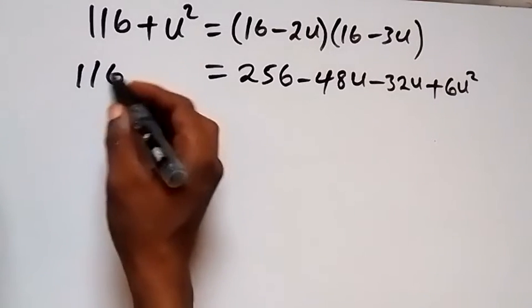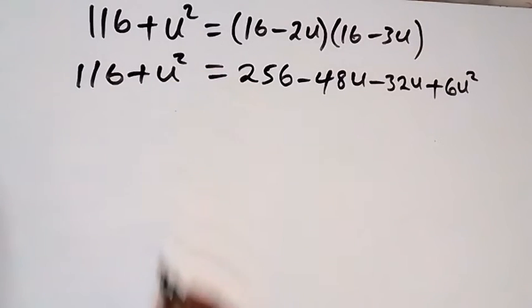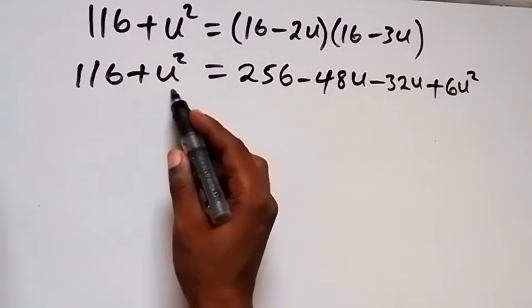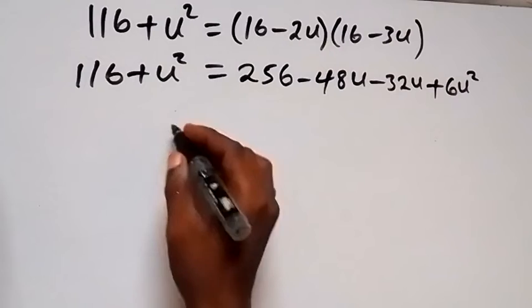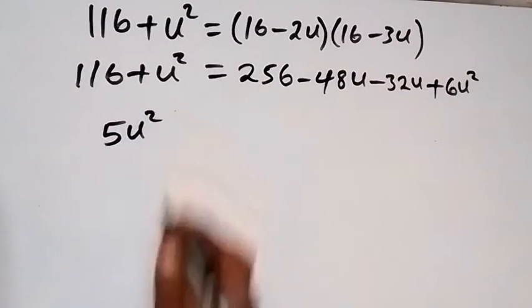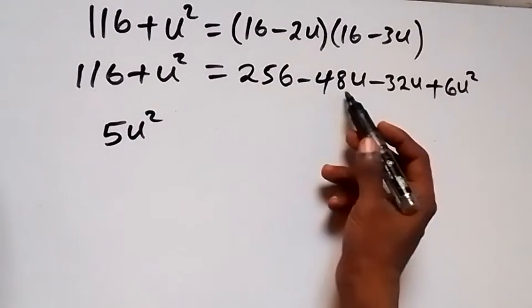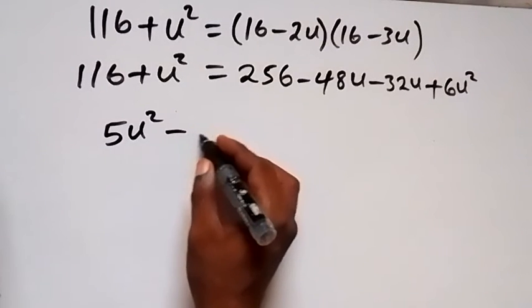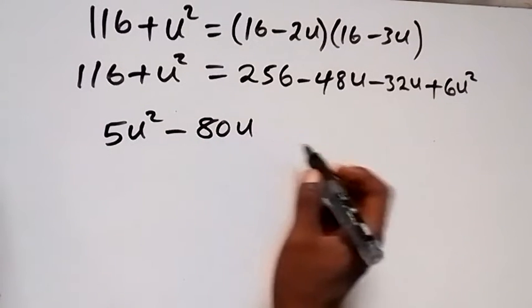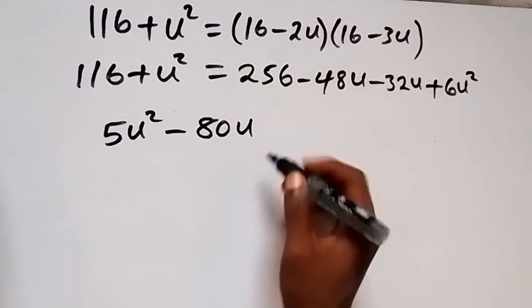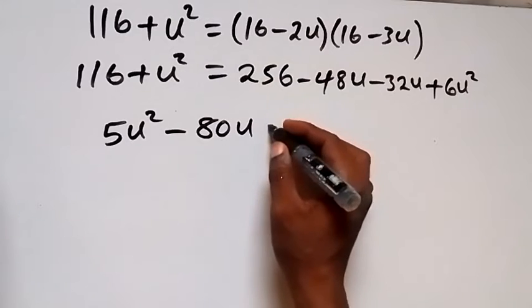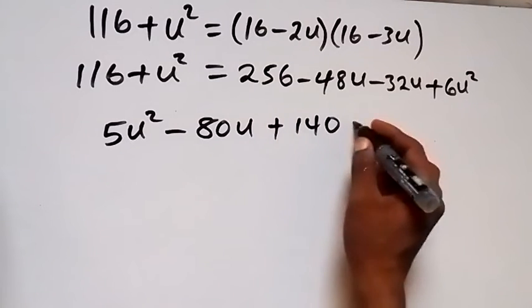Then we have 116 plus u squared here. Let's now bring everything to one side, and then we can write this as u squared coming here. That will be 6u squared minus u squared. So we have 5u squared here. Then what we have here is minus 48u minus 32u. That will give us minus 80u. Then we are taking 116 here, becomes minus. That's 256 minus 116. Also that will give us plus 140, which is equal to 0.